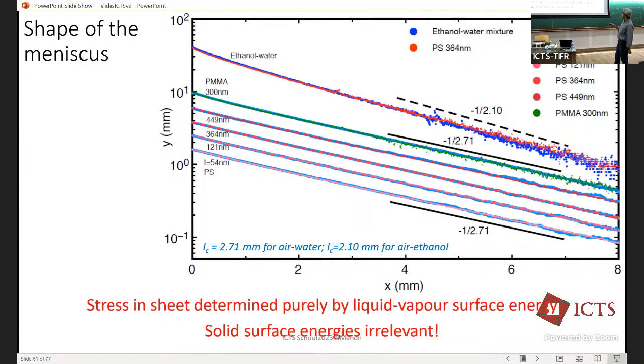You change the solid, nothing changes. This is PMMA, a different polymer with a completely different wetting angle, but you get exactly the same slope of that curve. The minute you change the fluid, things change. Okay? So the stresses in the sheet are purely determined by the liquid vapor surface energy. The solid surface energies are irrelevant.